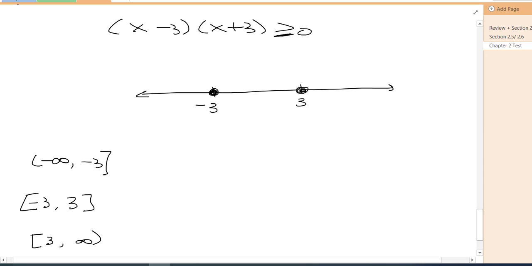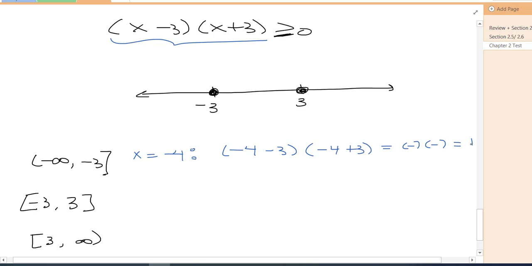So pick a test point. We can let x be in this interval, say negative 4, and we're testing this product. We want the product to be positive. So negative 4 minus 3 times negative 4 plus 3. So what is this, positive or negative? I have negative 7 times a negative 1, and a negative times a negative is positive. Do we want that? Yes. So we're going to shade that.